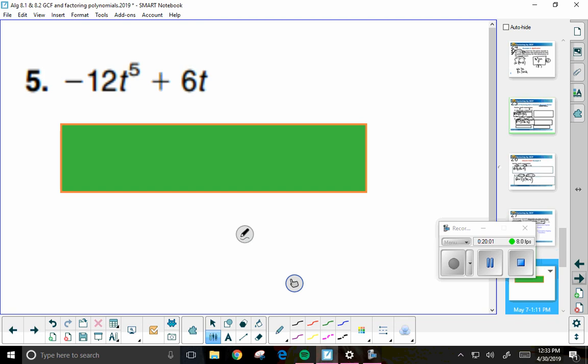Okay, so on this example, we have 12t to the fifth plus 6t. And so we're going to pull out, let's see, I know there's a 6t here and a 6t here. So 6t, then what do we multiply 6t by to get negative 12t to the fifth? That would be negative 2t to the fourth. What do I multiply 6t by to get 6t? That is 1.